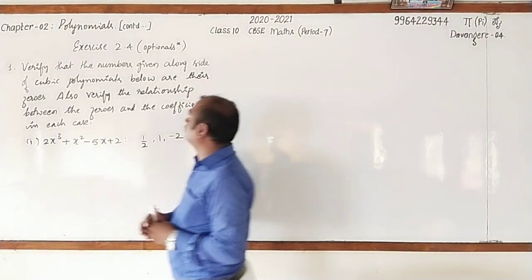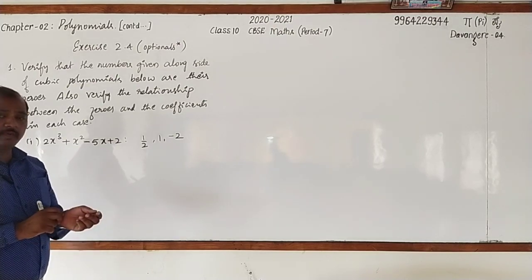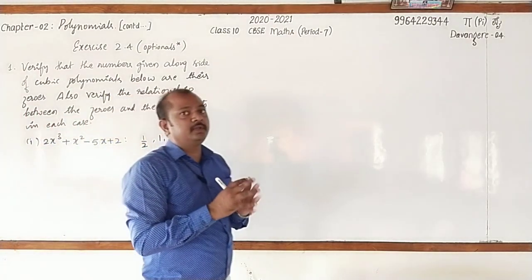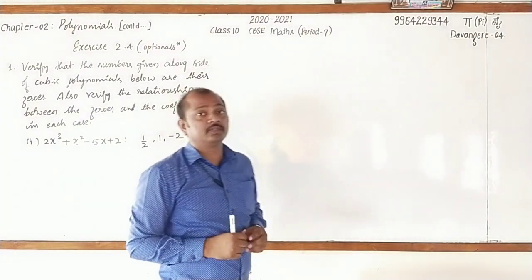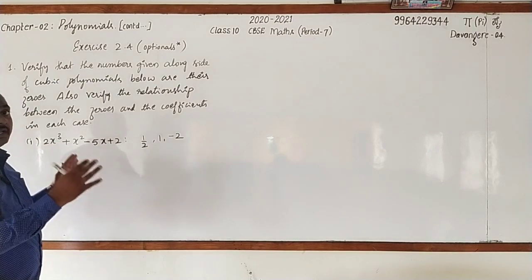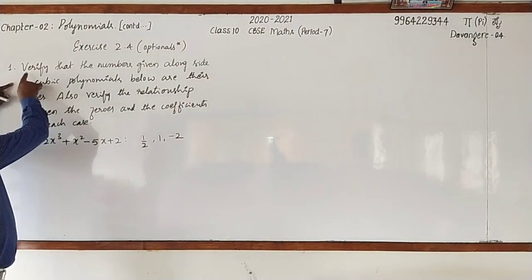Now let's move on to exercise 2.4. In bracket they have given optionals. It's not in the examination point of view, but in many previous exams they have given questions on that by changing the numbers. Hence we cannot neglect them. Let us go for answering them also. Go through that. First one.